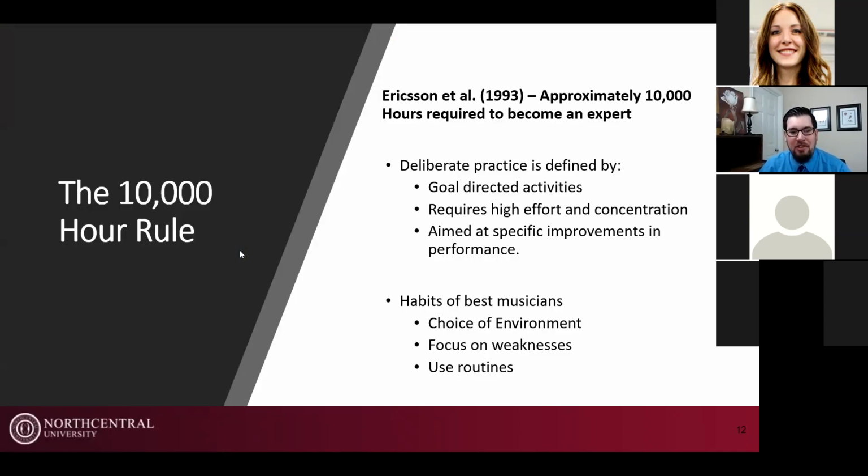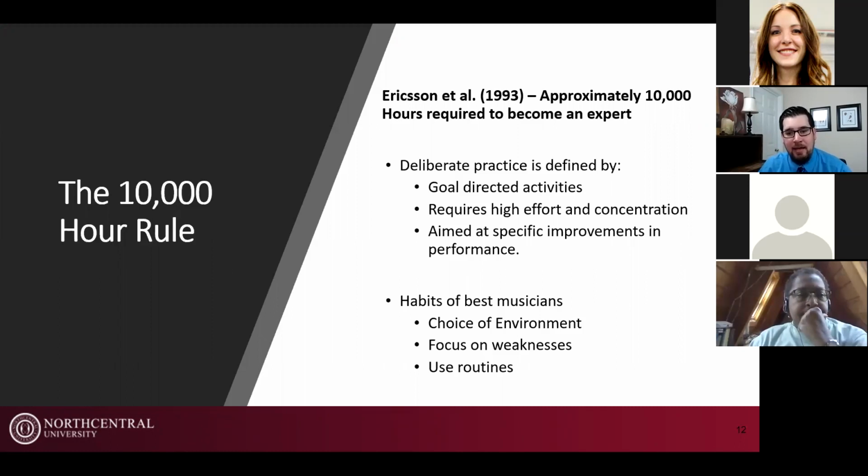Now, you may have heard of Ericsson's 10,000-hour rule in Malcolm Gladwell's famous book, Outliers. It suggests that it takes about 10,000 hours of training or practicing or learning time to become an expert at anything. Unfortunately, Gladwell didn't really emphasize maybe one of the most important parts: that you have to be spending that time training in a deliberate practice way.